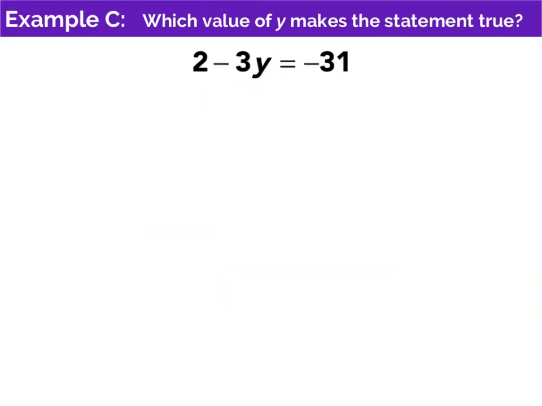Here we are in example C, and again, I'm going to be drawing my wall down from my equal sign to start. Now I have to figure out which one is my constant. It looks like it's the 2, since that's the one away from the variable. So I'm going to be subtracting 2 on both sides of my equation to start.